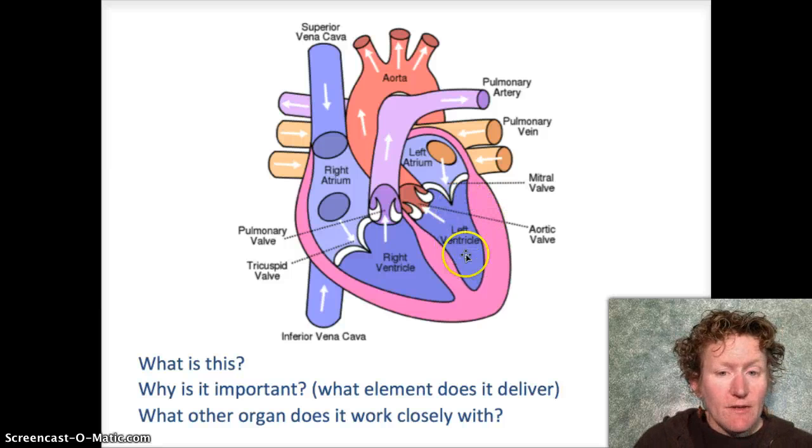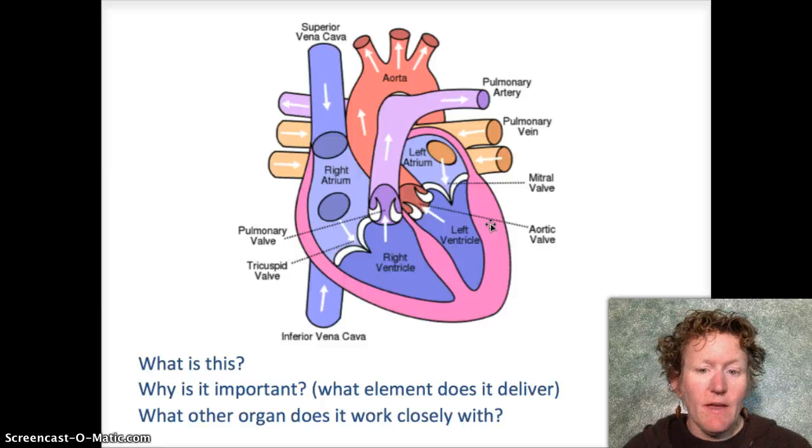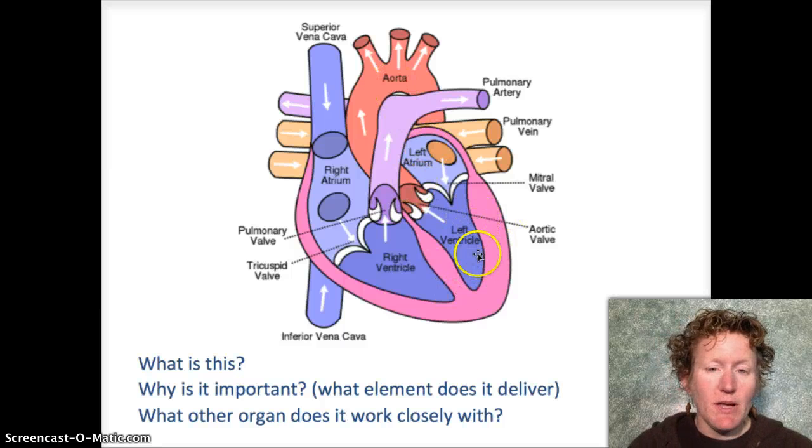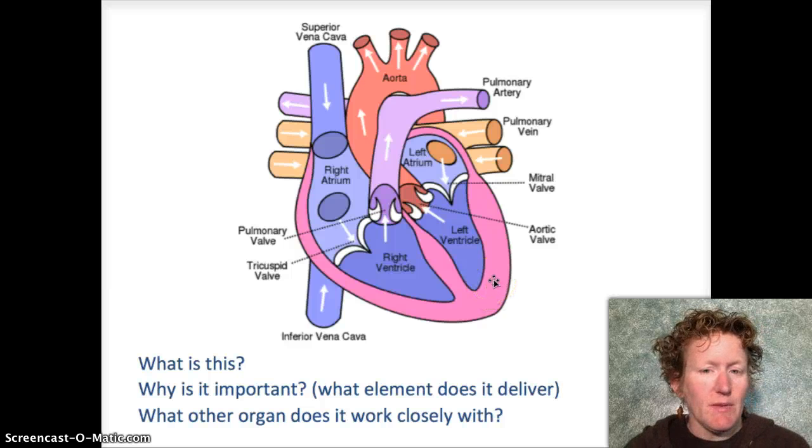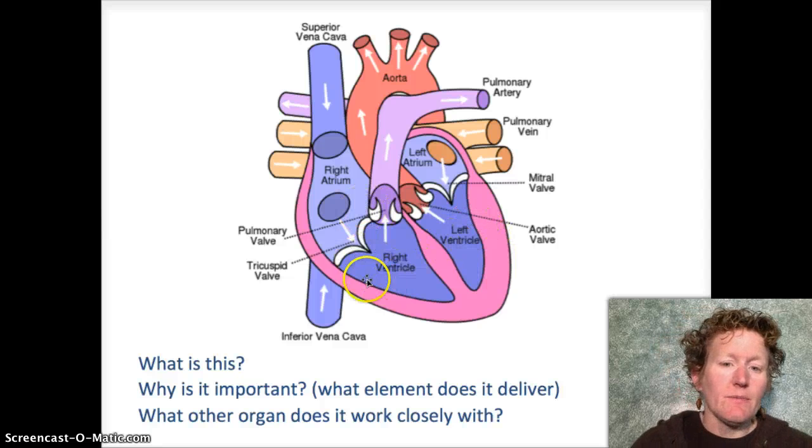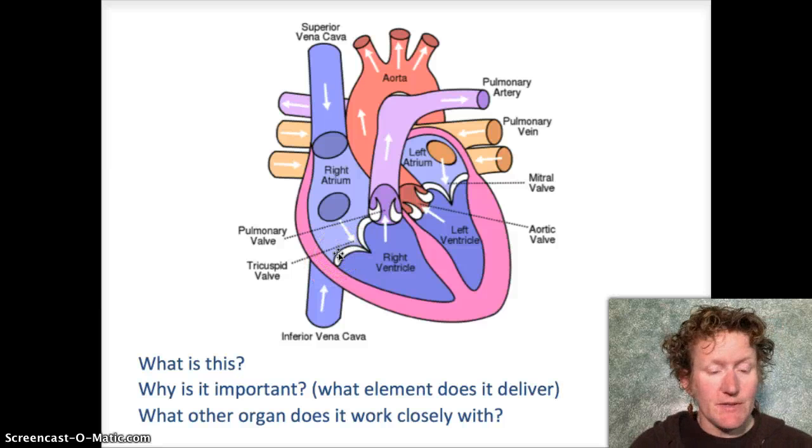So the left side of your heart sounds a little bit louder because it has to push a little bit harder. The left side of your heart sends blood throughout your entire body. So it really has to slam the blood through your arteries to get it all the way down to your toes. The right side here just needs to get it to your lungs, which of course are right behind your heart, so it doesn't have as far to go. It doesn't have to push as hard.